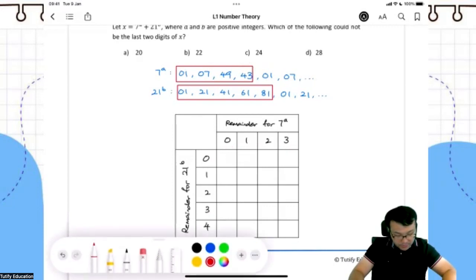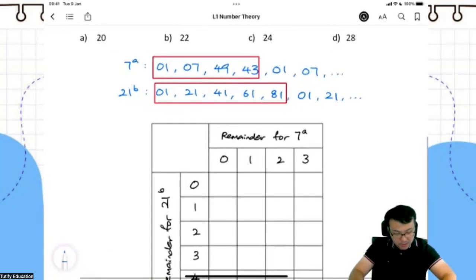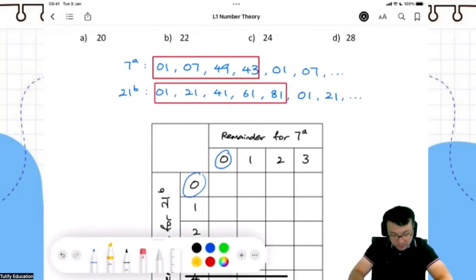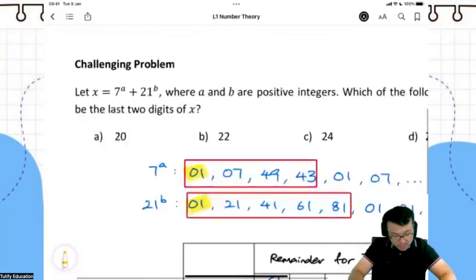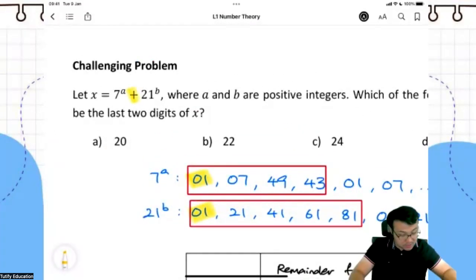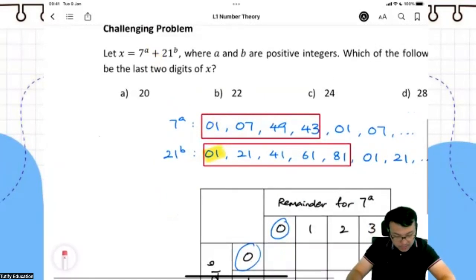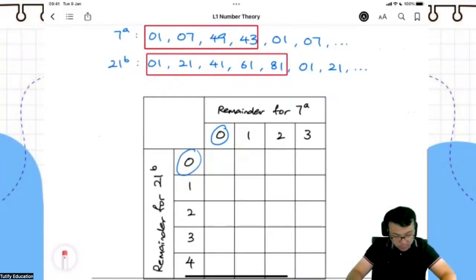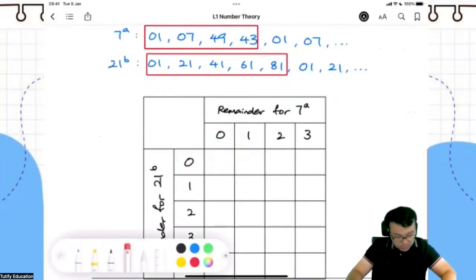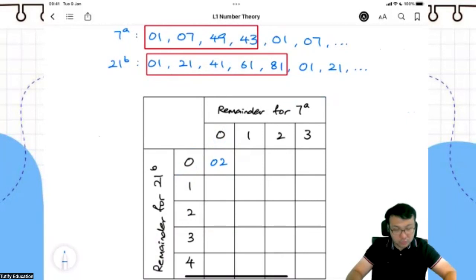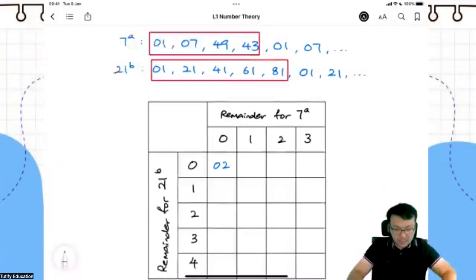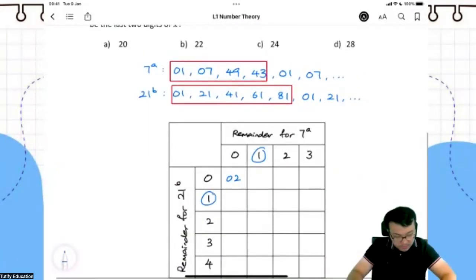Now we are going to find out what happens when you have a remainder of 0. You look here. What happens when you add them together? Do you notice that there's a plus sign, students? When you add them together, 0, 1 plus 0, 1, what are the last two digits? 0, 1 and 0, 1, you add them together, you end up getting 0, 2. Yes, students? Now let's look at the remainder of 1 here.